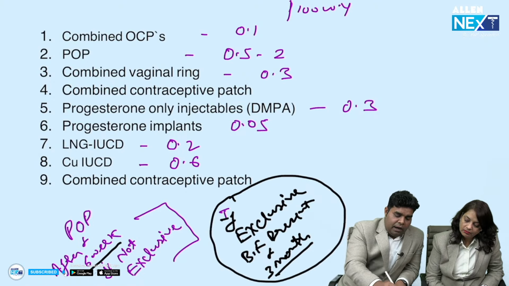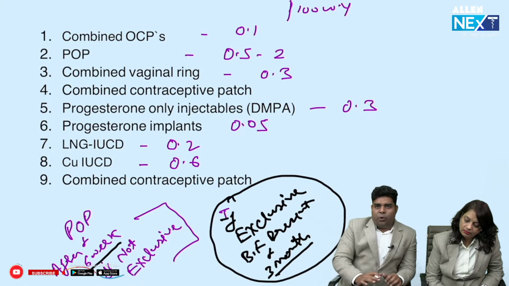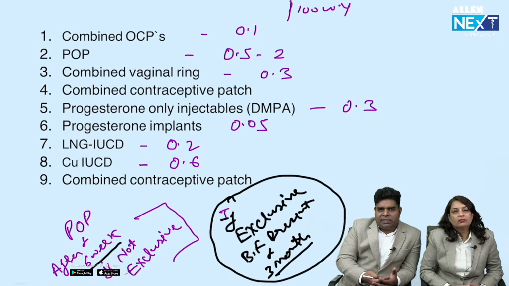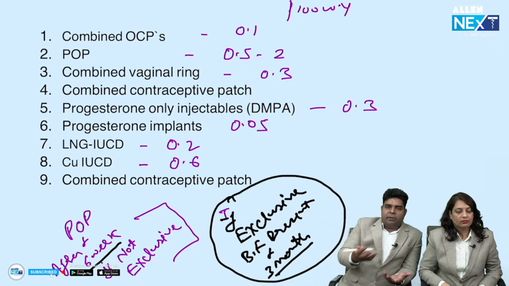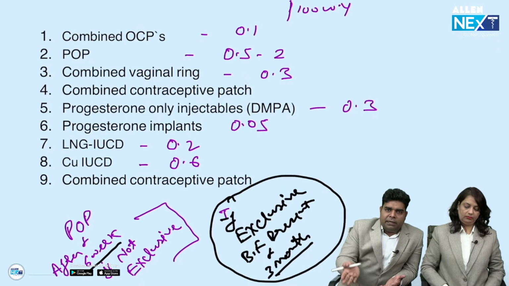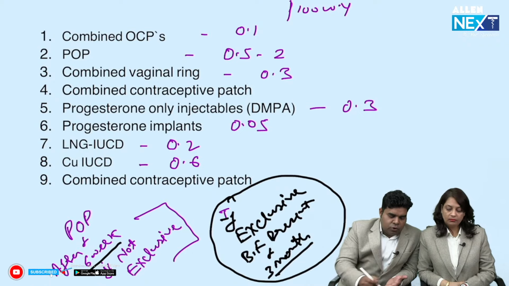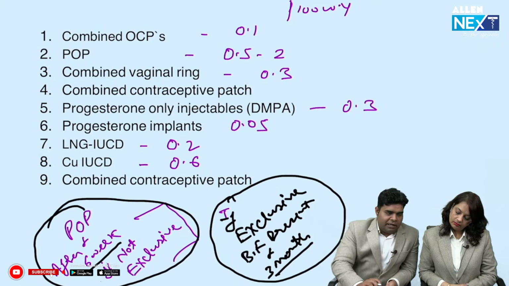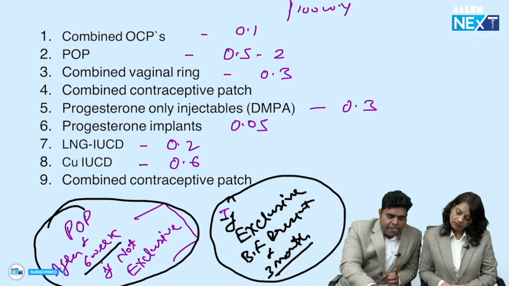But in most cases there is no exclusive breastfeeding, like all the cases of C-section. Of course, we should start breastfeeding as early as possible, but they can start top milk and all. So in that case, after 6 weeks, we can start progesterone only pill, as the earliest is 6 weeks.